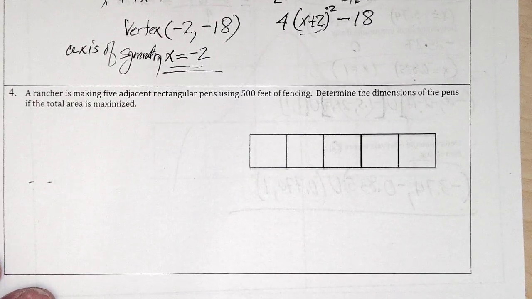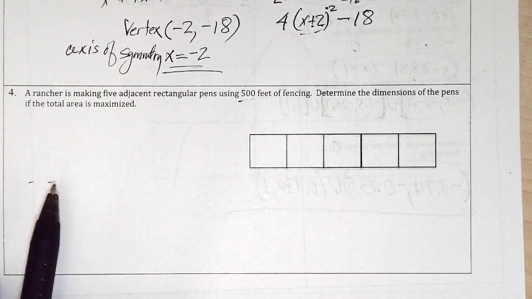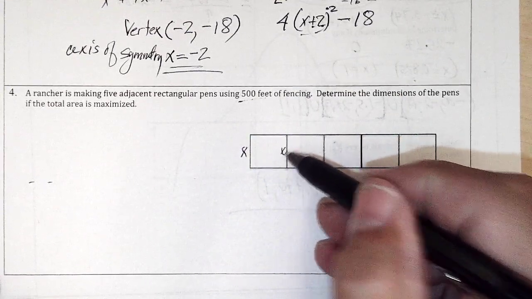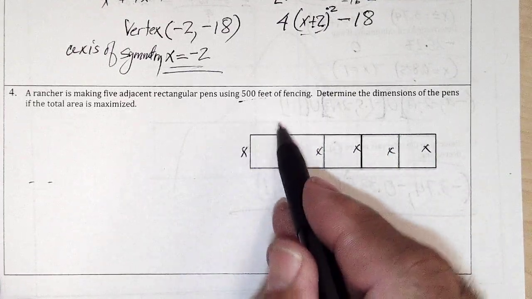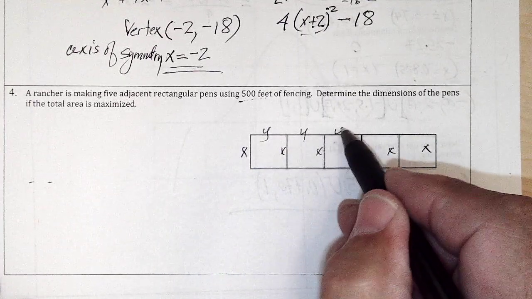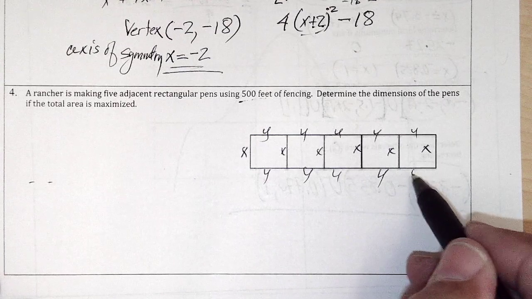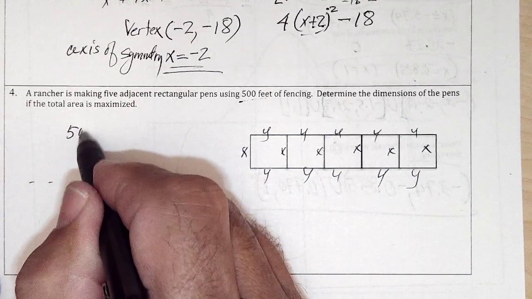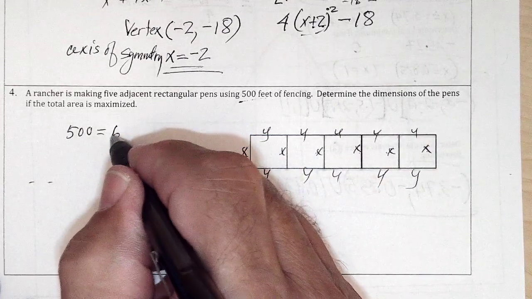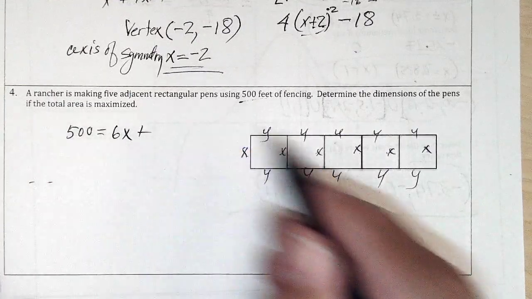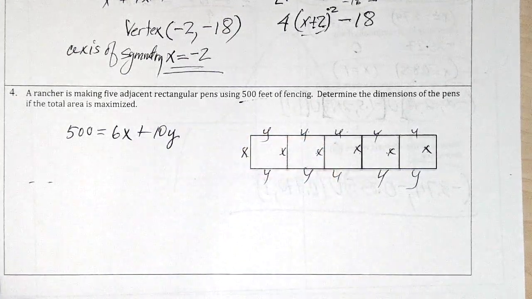Now we're going to do the rancher that's making 5 adjacent lots using 500 feet of fencing. So it's got to fence this side and this one, which is the same length, and that one, and that one, and that one, and that one. And it has to fence all of these sides as well. So that 500 feet of fencing has to cover 1, 2, 3, 4, 5, 6 X lengths, and 1, 2, 3, 4, 5, and 5 is 10 Y lengths.